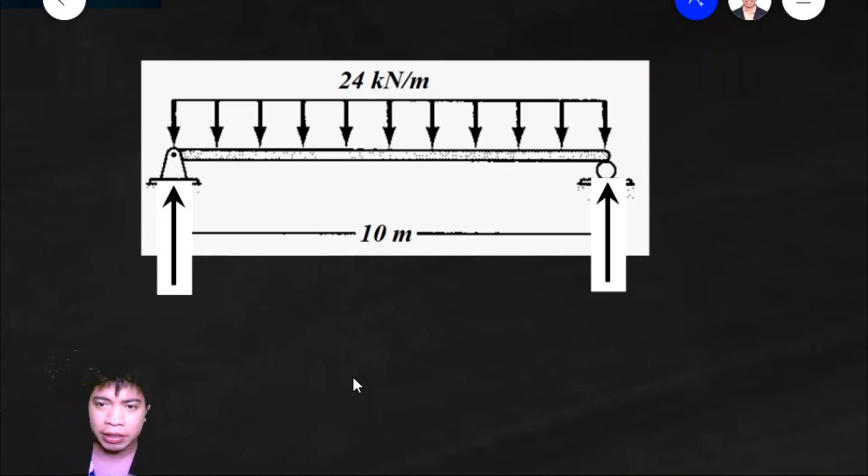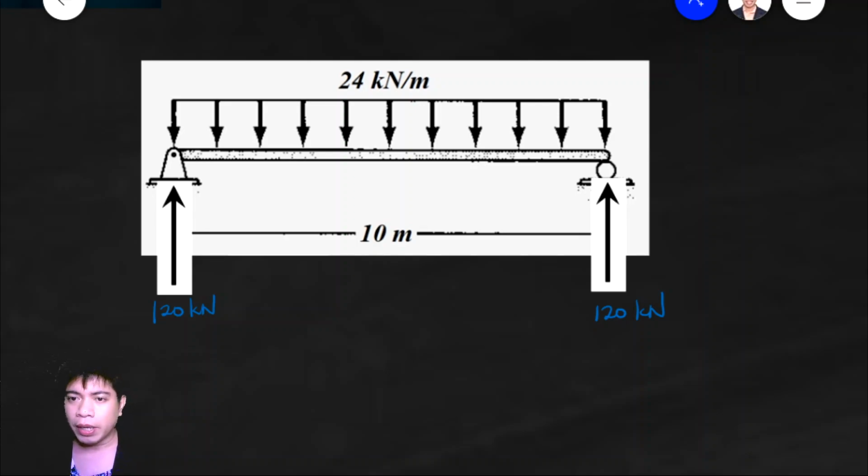I'll put the loads here. This is 120 kilonewtons and this is also 120 kilonewtons. Those are the reactions of the supports.